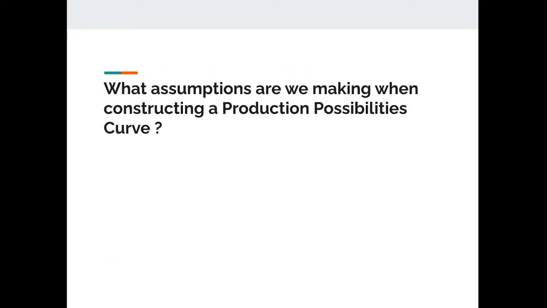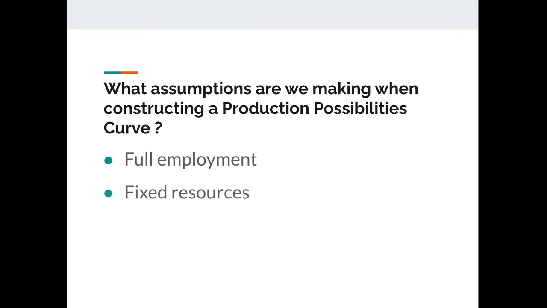So what are some assumptions that we are going to make when constructing a production possibility curve? We need to assume full employment. Everybody is working. We're going to assume fixed resources. We can't change the amount of natural resources or any of those things. And our technology is not going to change. So we have a fixed technology.